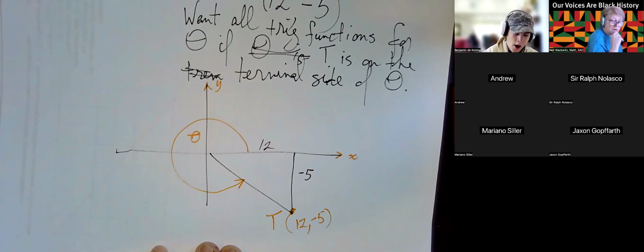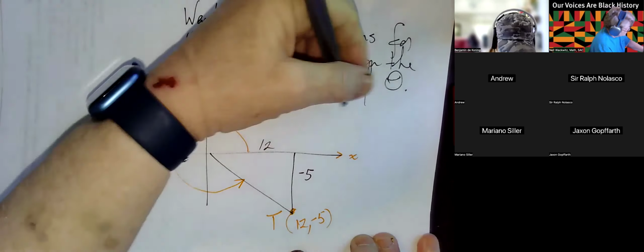What do 5 and 12 go with? 5, 12, 13. Good. How do I know whether the 13 is positive or negative? Because the hypotenuse will always be positive. That's right. Very good.